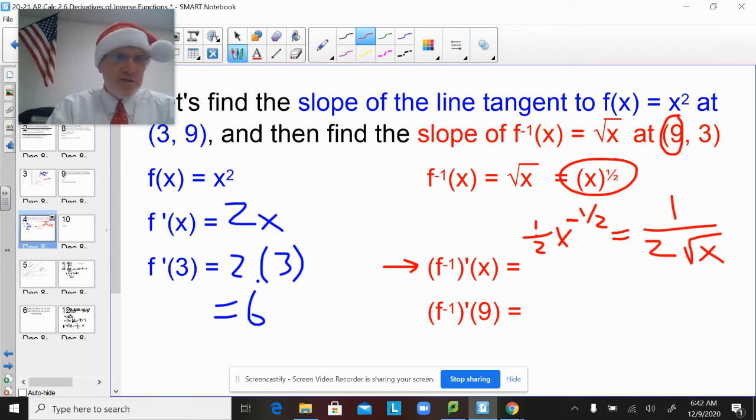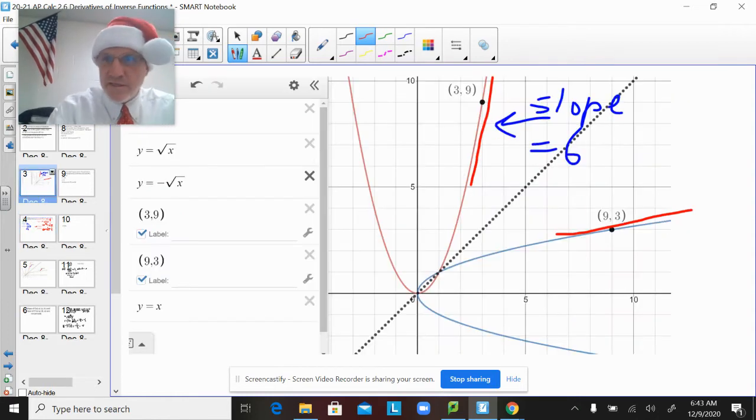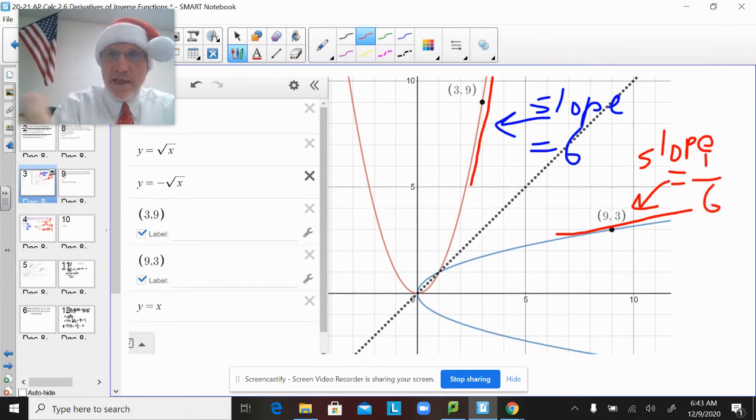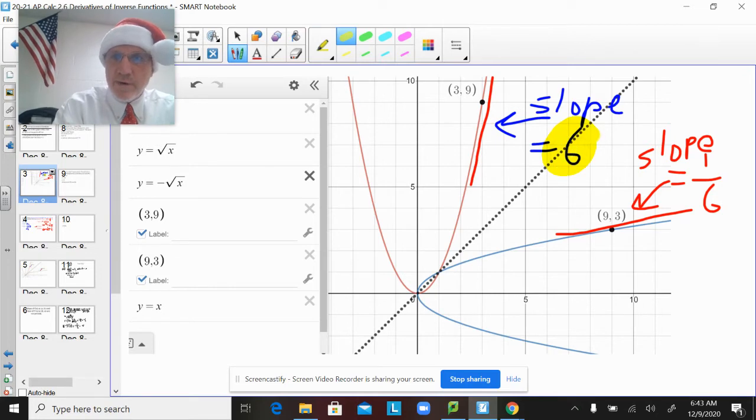So now the question is, what's the slope of that particular line? Let's just plug in 9. This is 1 over 2 root 9, which is 1 over 2 times 3, which is 1/6. So it turns out that the slope of this line is 1/6. And I'm asking you to, obviously already, look at the relationship between those two slopes.